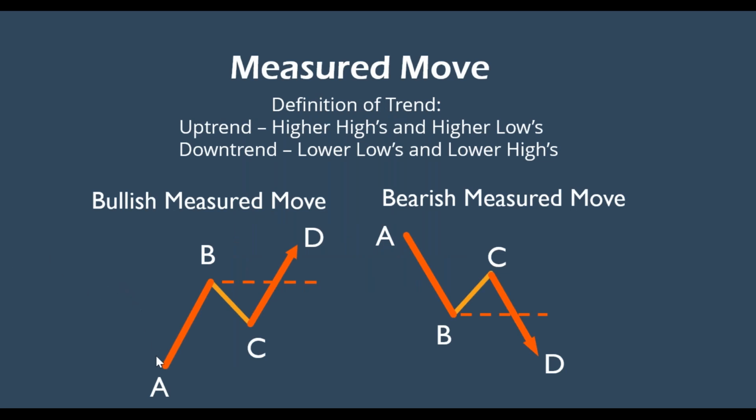When you have the price coming down and then it comes up, pulls back a little bit, but makes a higher low, and then makes a higher high. This is the classic definition of an uptrend: higher highs and higher lows. This is a bullish measured move. Once you see a bullish measured move, you've got a pretty good indication that it's going to stay in that trend for a while. That doesn't work all the time.